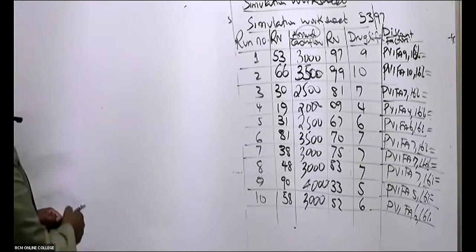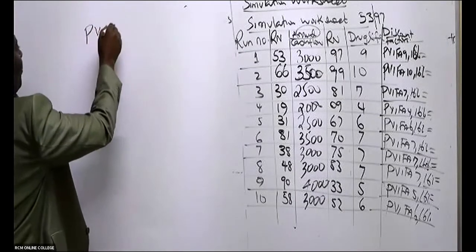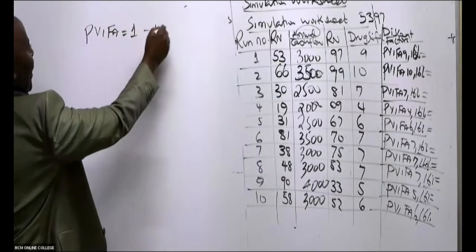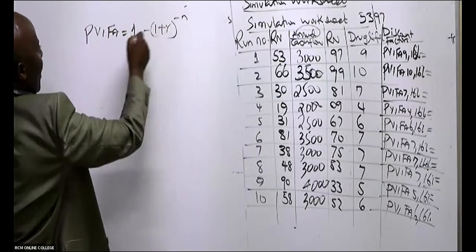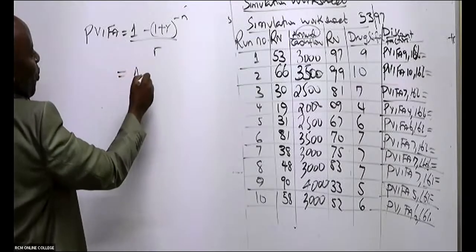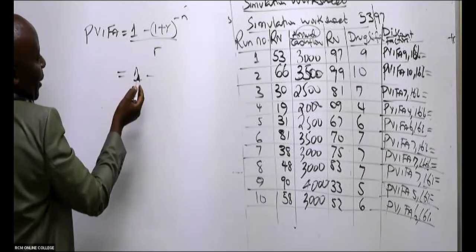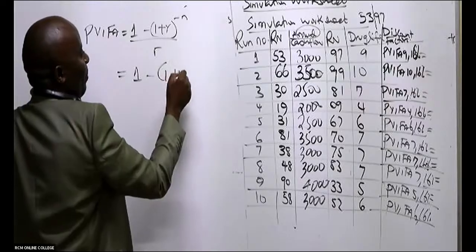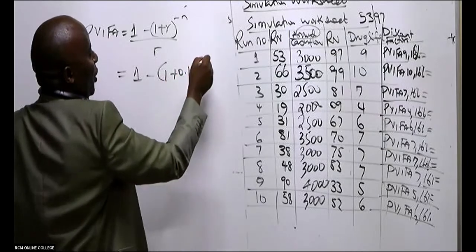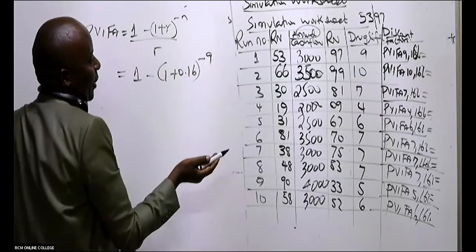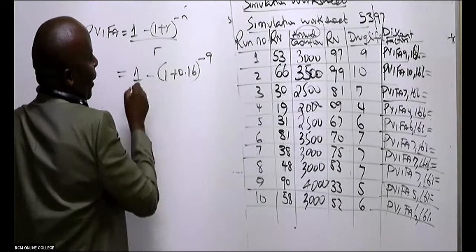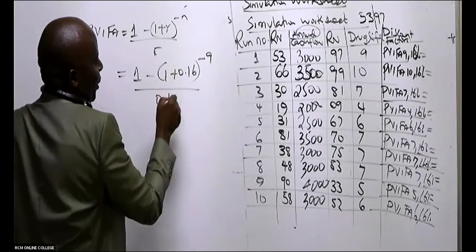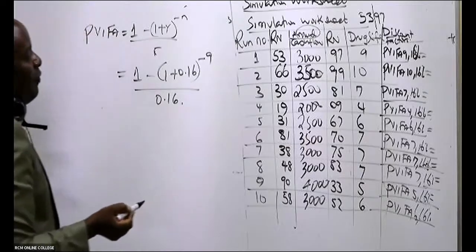So the formula for getting PVFA, it is 1 minus 1 plus R raised to negative n, all over R. So it will be, like the first one, 1 minus 1 plus 0.16 raised to negative 9, because you're talking of 9 years. Whatever answer I get, I divide by R, which is 0.16. And then I write a figure.